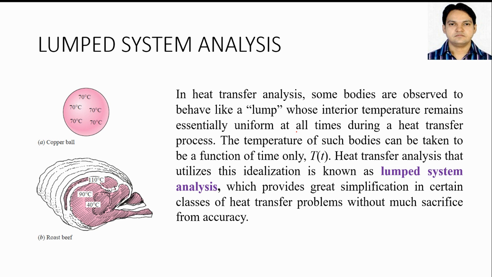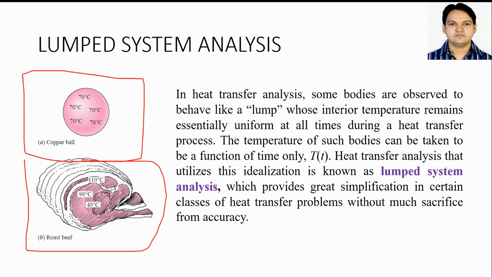Let us understand the lump system analysis. You can see here two figures are mentioned. One is a copper ball, and its temperature is uniform throughout, 70 degrees Celsius. Second is a roast beef, and you can see the temperature is 110 at the outer surface, approximately 90 degrees Celsius in the middle, and the innermost temperature is 40 degrees Celsius. Let us see.